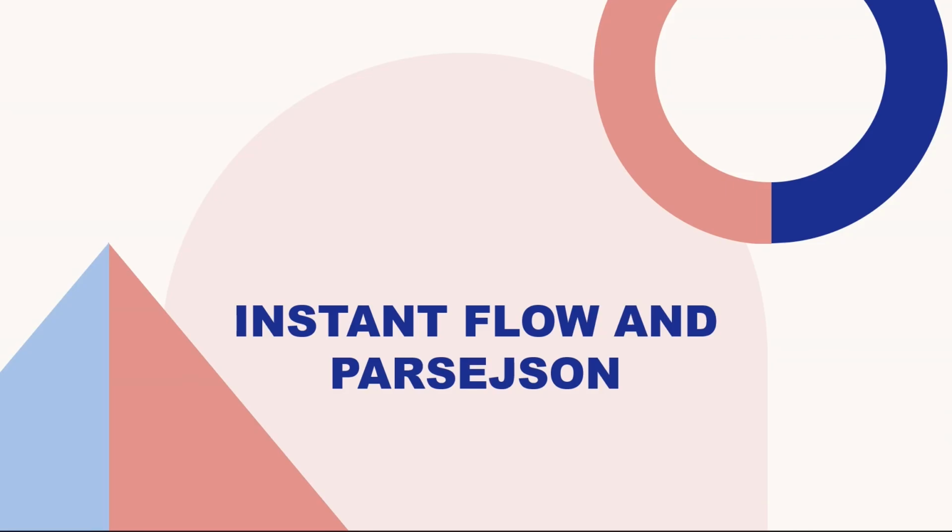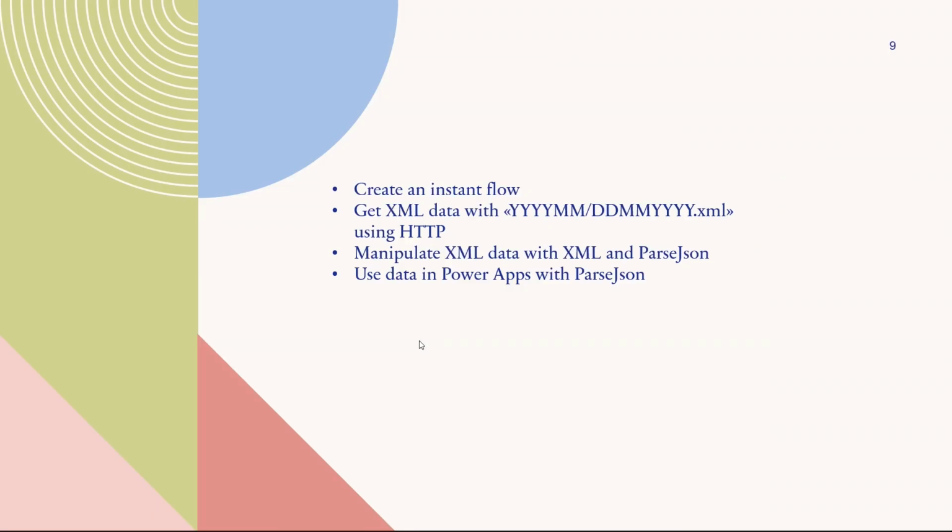And now we will talk about instant flow and the ParseJson function. For this one, we will create an instant flow similar to the scheduled flow, but different at some points. We will get XML data with year, month, slash day, month, year .xml using HTTP. It's different from today.xml. We will manipulate XML data with XML and ParseJson. And lastly, we will use that data in Power Apps with the ParseJson function.